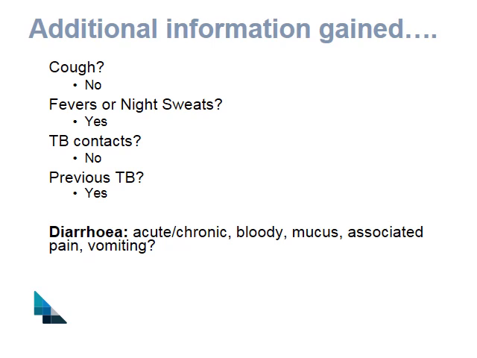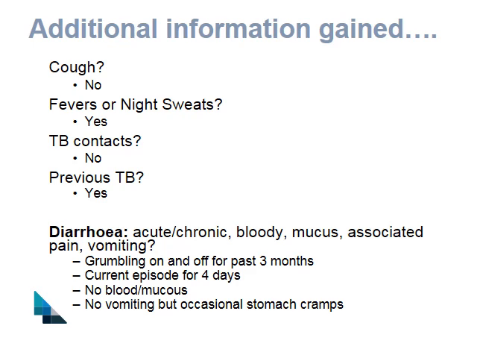Is it acute? Is it chronic? Is there blood? Is there mucus? Is there associated pain? To start getting a clue of what the cause might be. And our patient tells us that the diarrhea has been grumbling on and off for the past 3 months. The current episode has been for 4 days. There's no blood, there's no mucus, there's no vomiting, but he does have occasional stomach cramps.